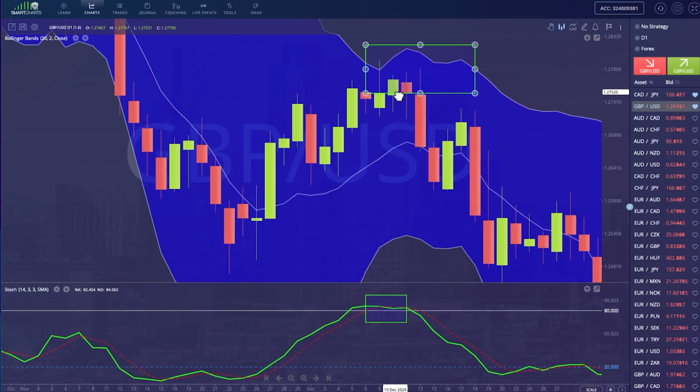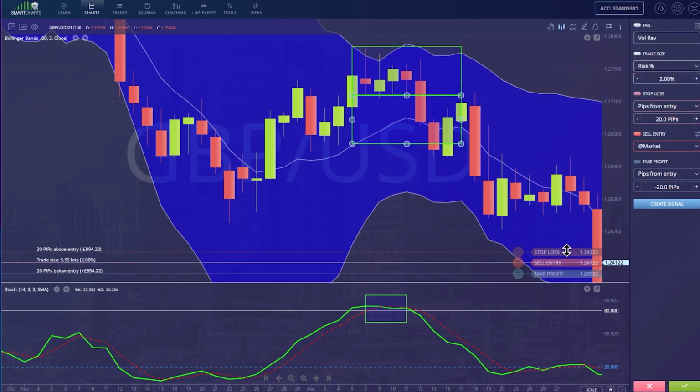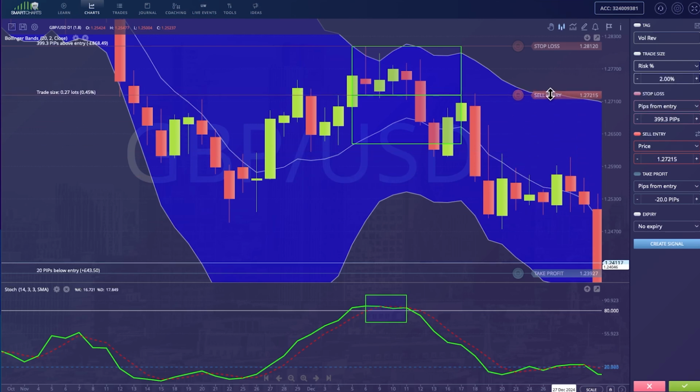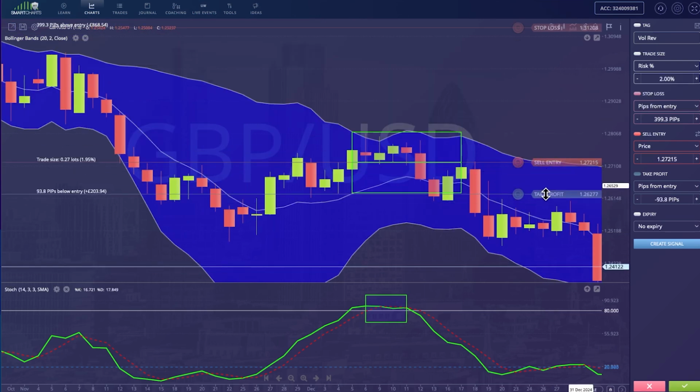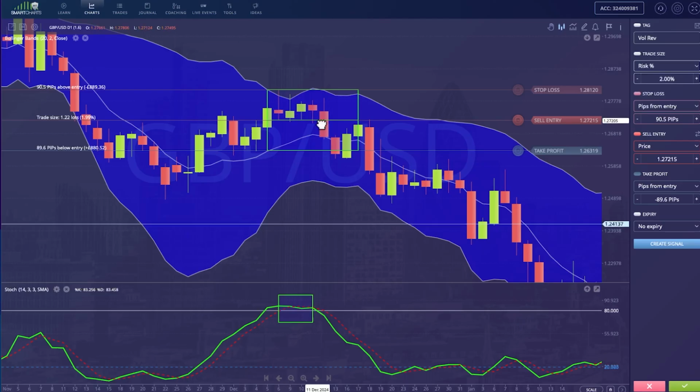And if you wanted to do a one-to-one, you measure the size of the bar that touched the Bollinger Bands, clone it, and that would have been your one-to-one target. So essentially, you would have put your stop loss here, your sell entry here, and your take profit here. So as you can see, that was a winning trade. Now that would have taken 1, 2, 3, 4, 5 days to potentially make money.